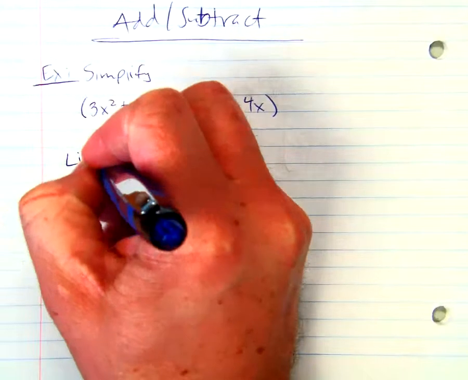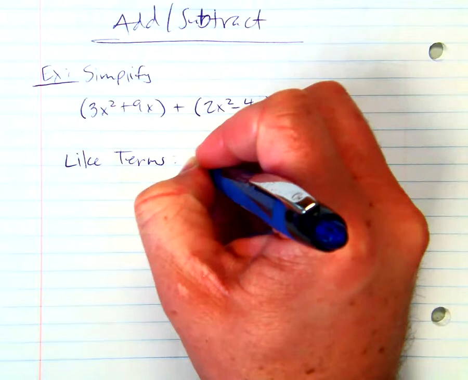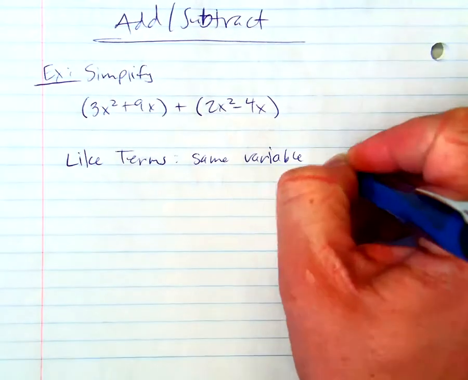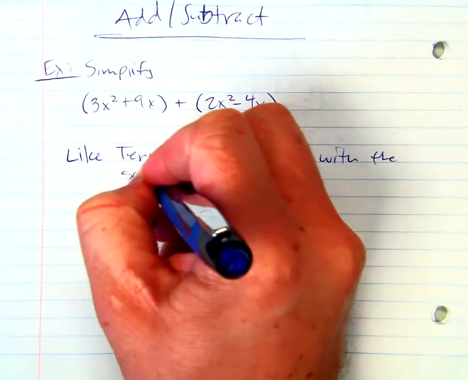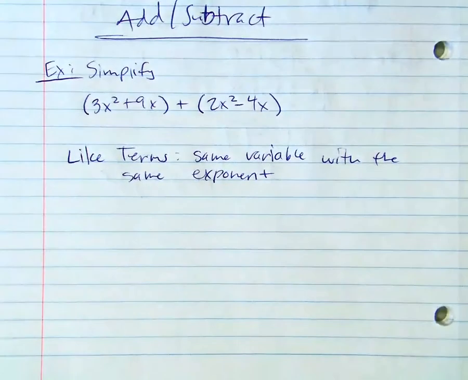Our like terms are, and we had said back in August that like terms have the same variable with the same exponent. Okay, so this is something we've said before. This is something that we used when we were solving equations. And we've used it several times since, but we haven't really had to worry about the exponent part before. Now we do.